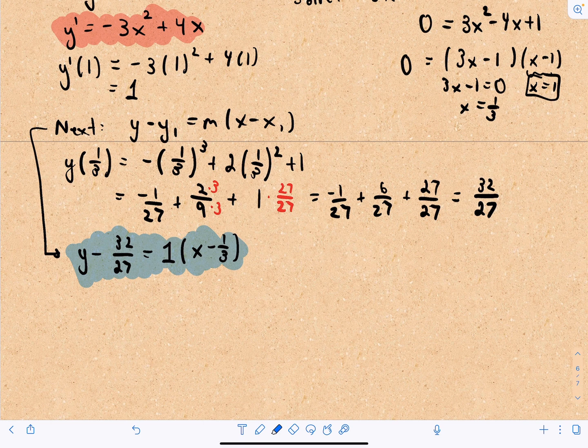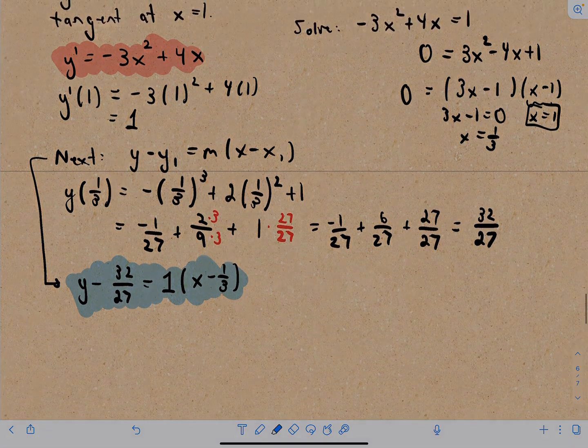So again, anytime you see something about tangent lines, slopes of tangent lines, when in doubt, take the derivative because there's a good chance it has something to do with that.